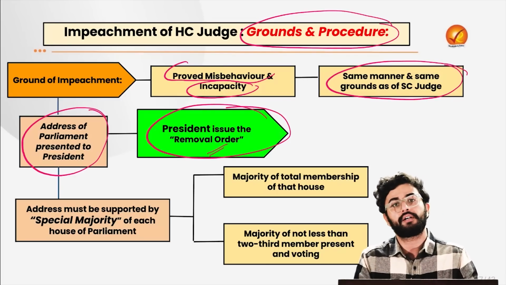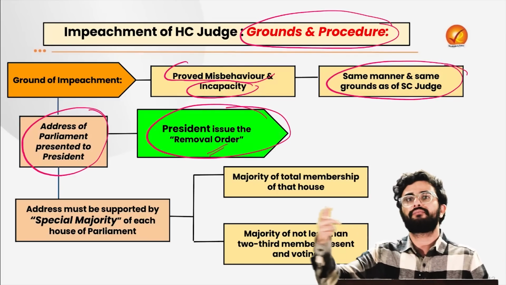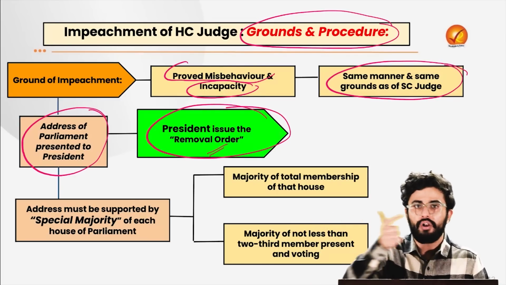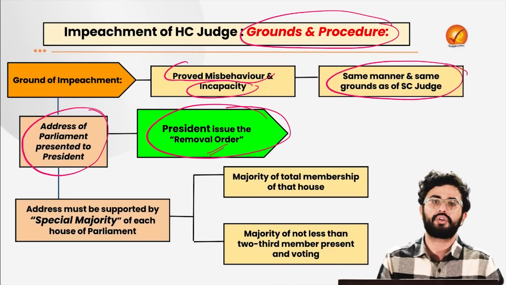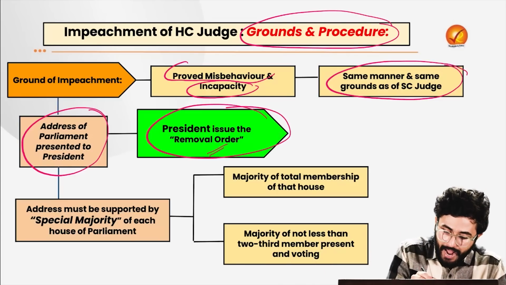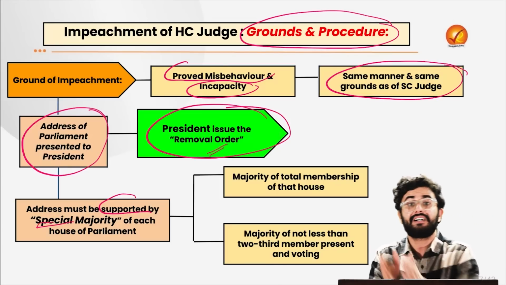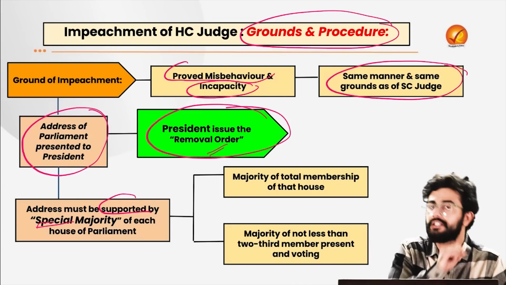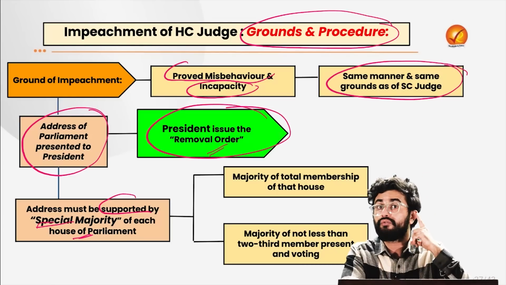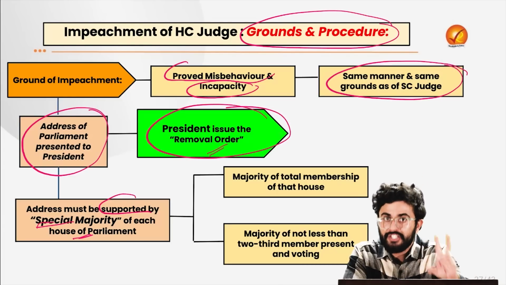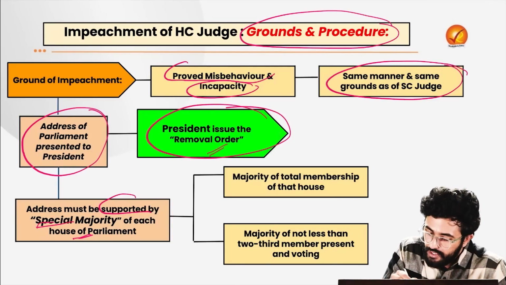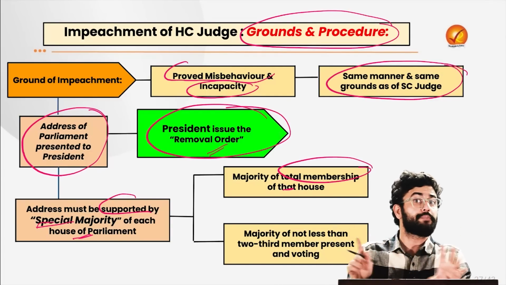actually issues the removal order. However, this address of parliament is not just like someone calling upon the president and saying please remove the High Court judge. Rather, this address must be supported by a special majority of each house of the parliament. What do we mean by this special majority? A special majority basically means the majority of the total membership of that house.